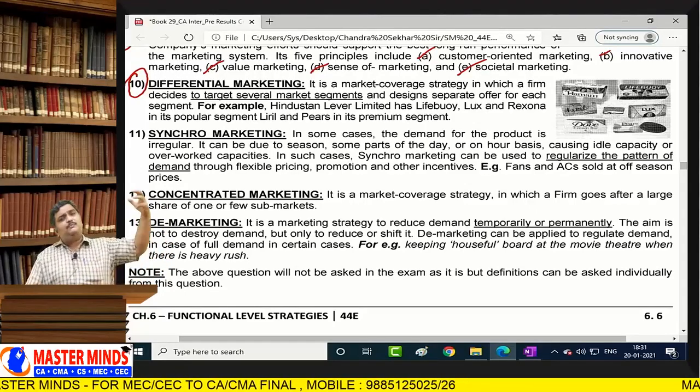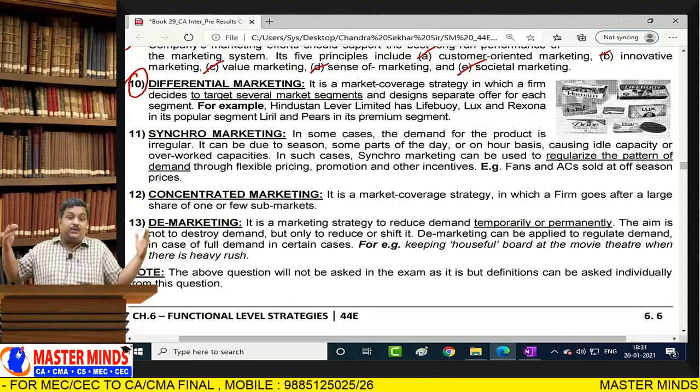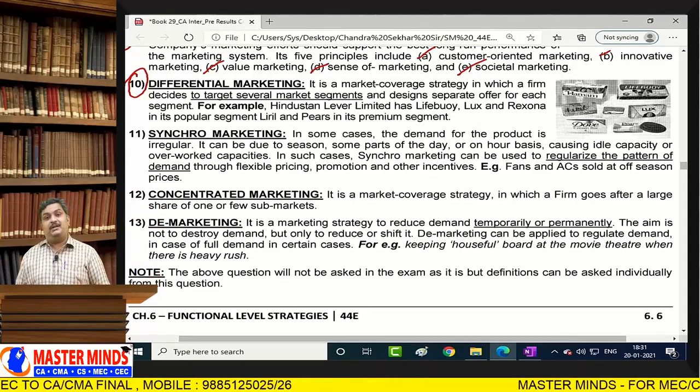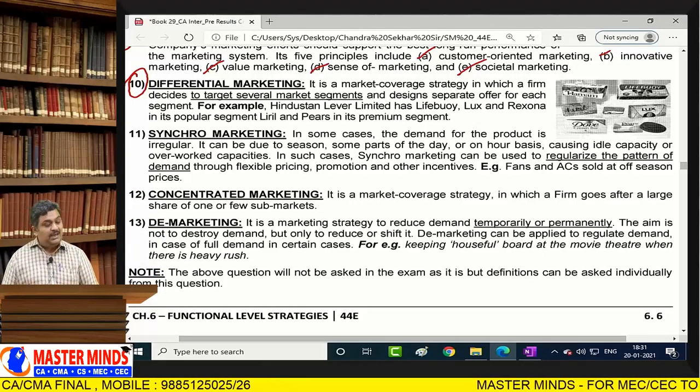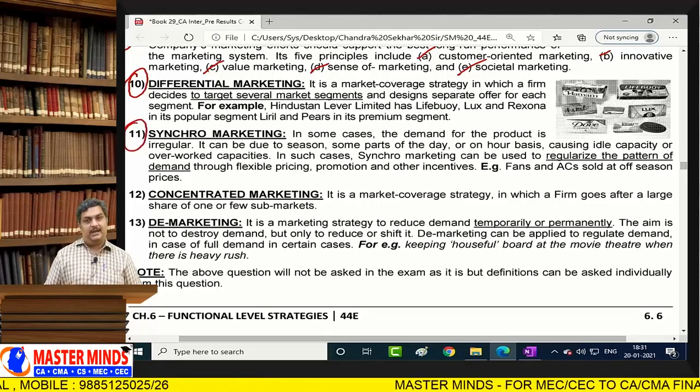That means all these brands belong to Unilever only, but they choose different methods of advertising, different methods of communication to reach the final customers. So that comes under differential marketing. And what do you mean by synchro marketing?